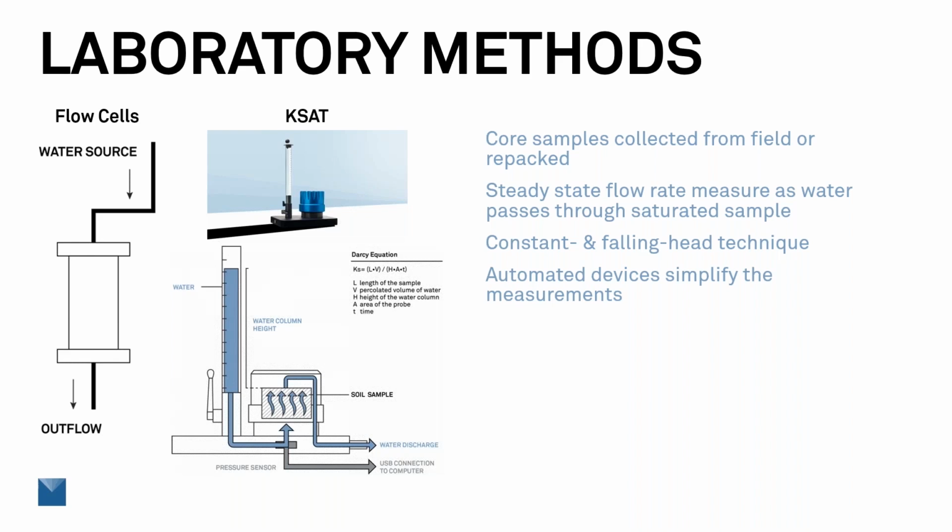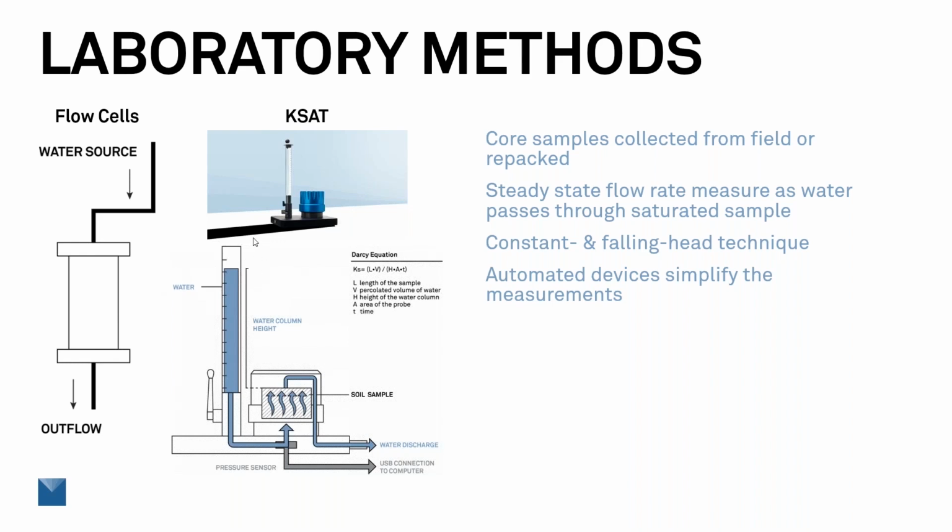With both the flow cells and the KSAT device, both approaches involve taking those core samples and measuring a steady state flow rate as water passes through the saturated sample. We want the sample to be fully saturated before we start taking that steady state flow rate measurement, but they're all based on the same principles. With the flow cells, we have a core sample where we're passing water through and measuring that flow rate. The KSAT device is the same concept. We have a core sample, water flowing through, and we're measuring the flow rate of the water through the core sample. So both of these approaches are very similar.